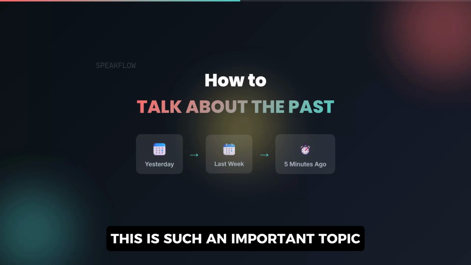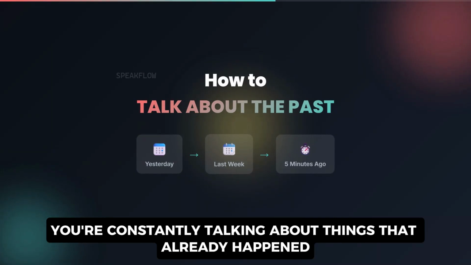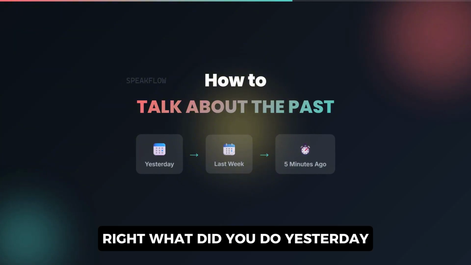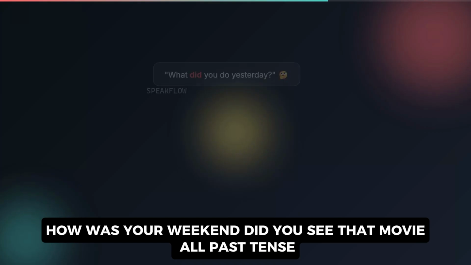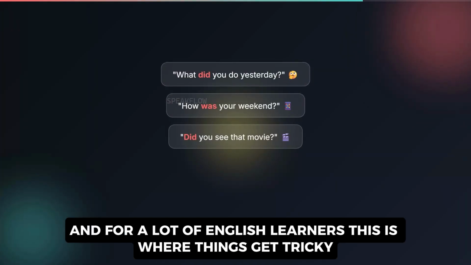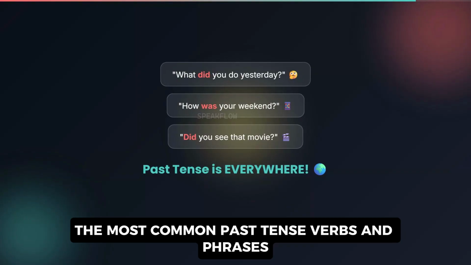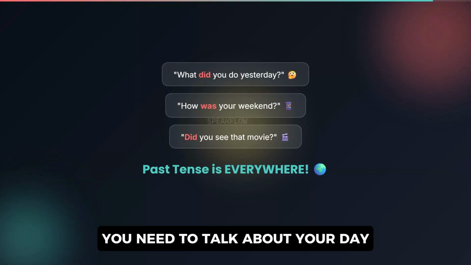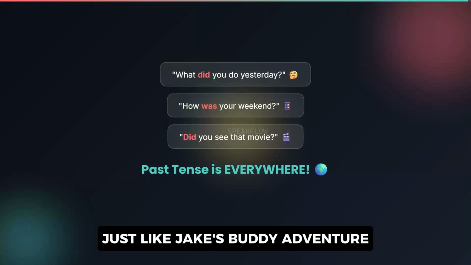This is such an important topic because when you're having a conversation, you're constantly talking about things that already happened. Right. What did you do yesterday? How was your weekend? Did you see that movie? All past tense. And for a lot of English learners, this is where things get tricky. It really is. So today, we're going to practice the most common past tense verbs and phrases you need to talk about your day. By the end, you'll be able to tell stories just like Jake's Buddy Adventure.